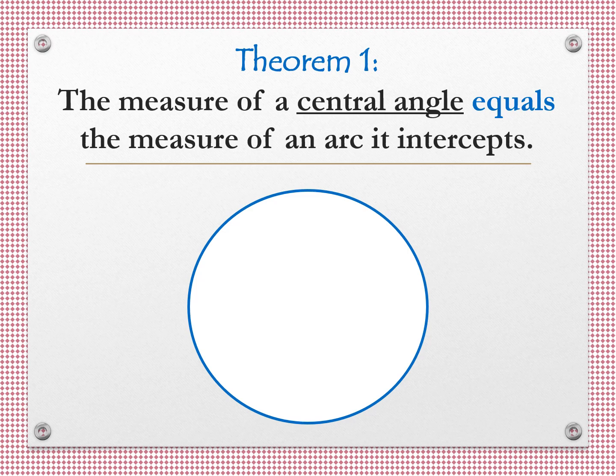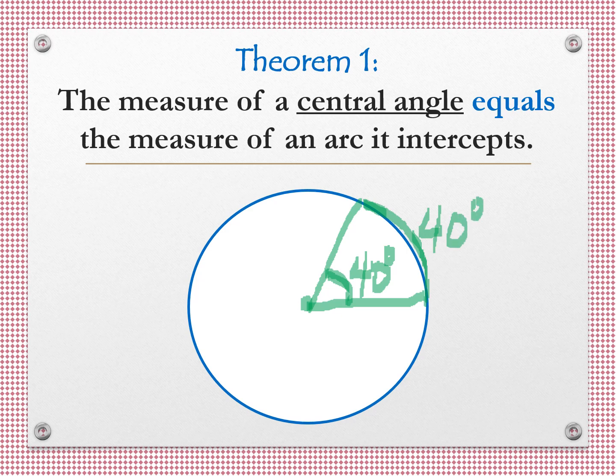So let me draw a central angle. So this is the middle or the center of the circle. Let's say this is the central angle. It says here that the central angle, so this is the angle, equals the measure of an arc it intercepts. So the arc it intercepts is this one, of course. So if this angle measures 40 degrees, then the measure of an arc it intercepts is also 40 degrees.